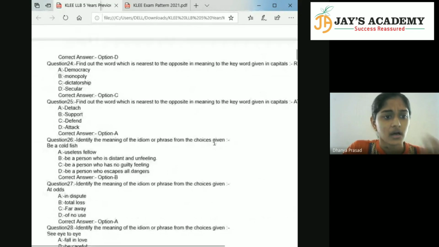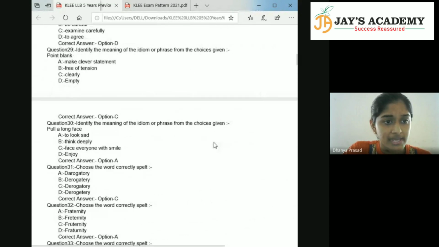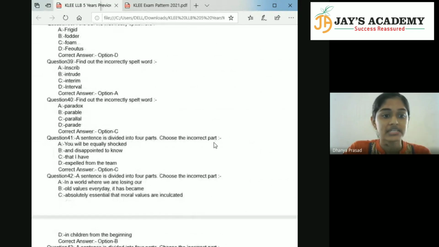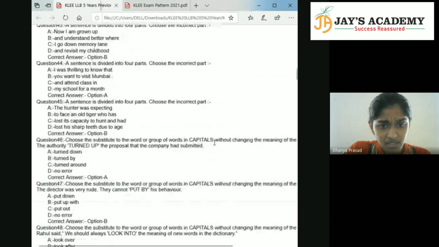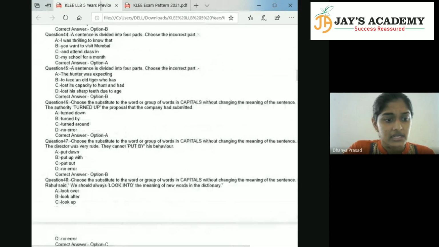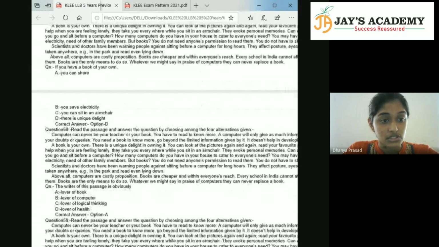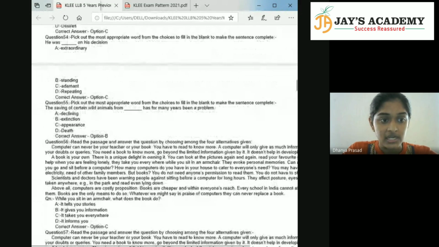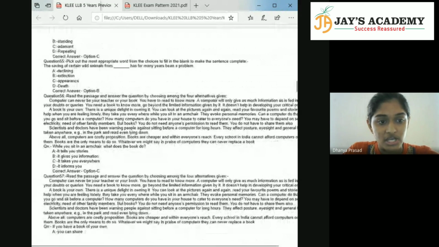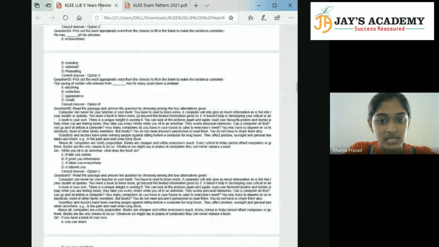You can expect such questions. You can expect identify the meaning of the idiom or phrase, right? So these are some of the questions under English. Right now, so this is reading comprehension under English. So you have to read this passage and then try to answer the questions given to you.